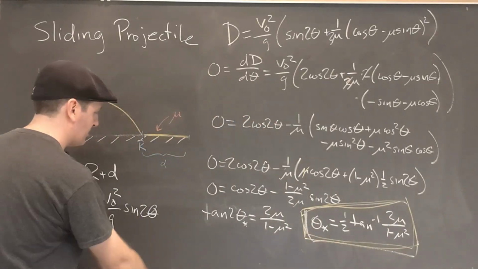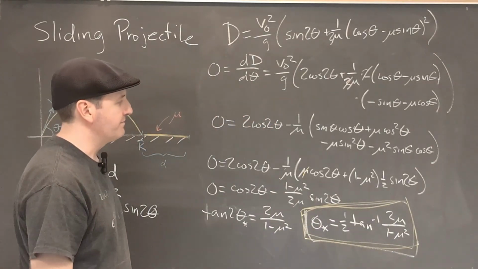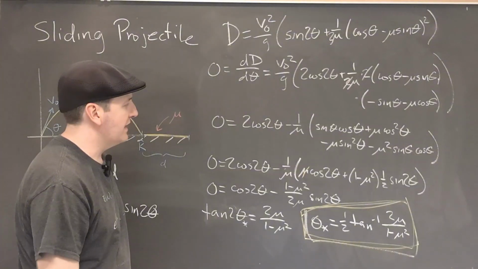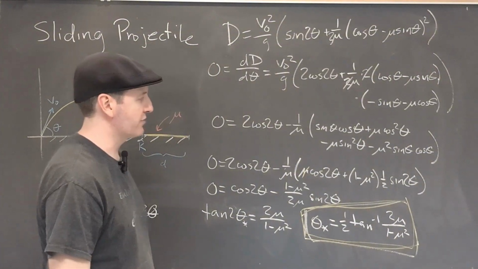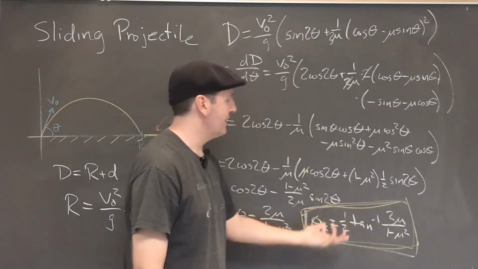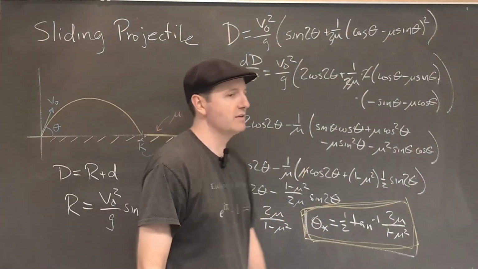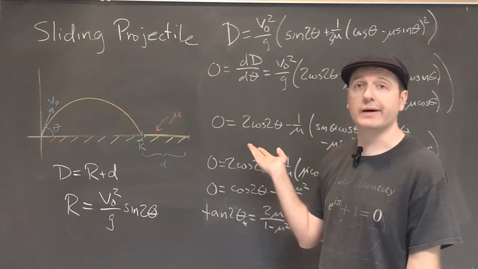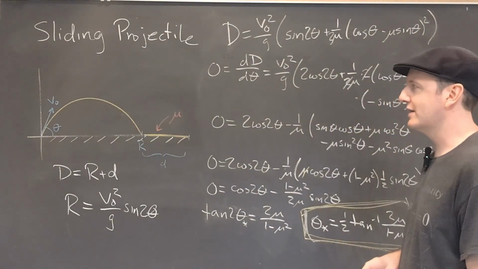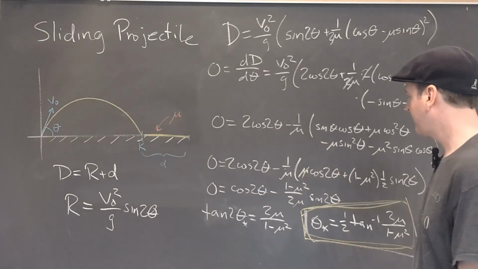All right, so this is kind of an interesting result. We can see that, for example, if there's no friction, if mu equals 0, then we just get theta equals 0. And effectively, that just means fire it straight. It's just going to slide forever anyway. It's not going to matter one way or the other. You'll actually get infinite range no matter what.